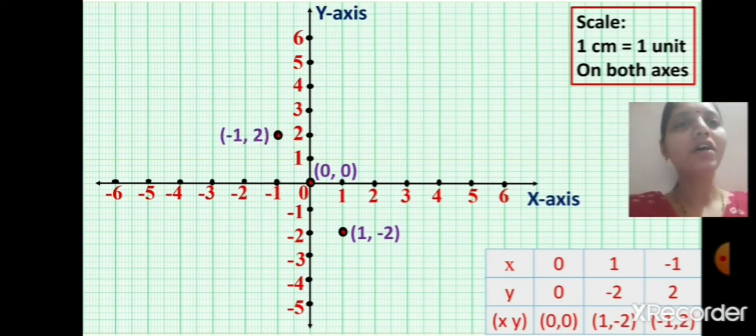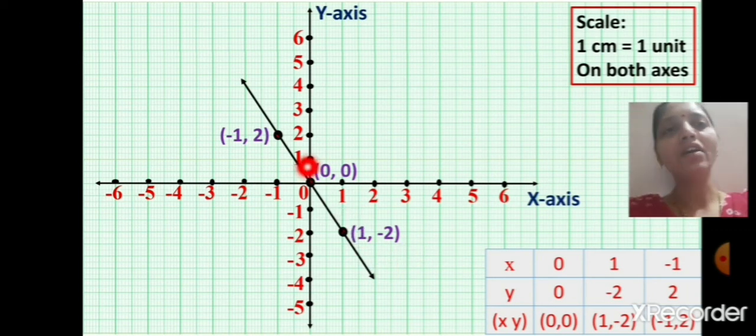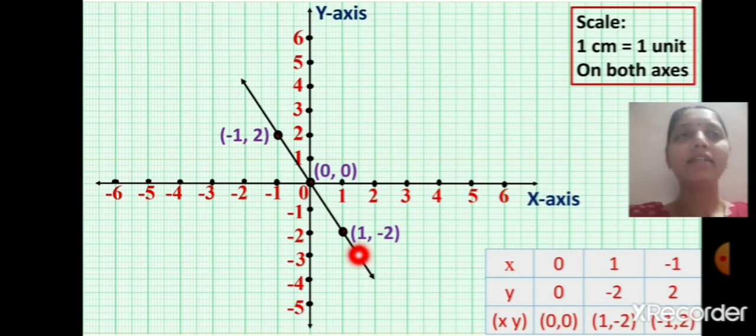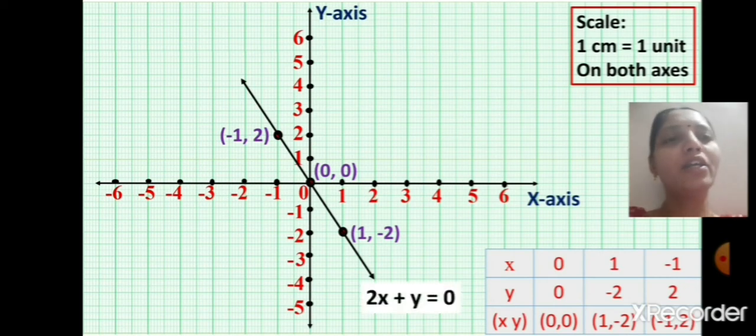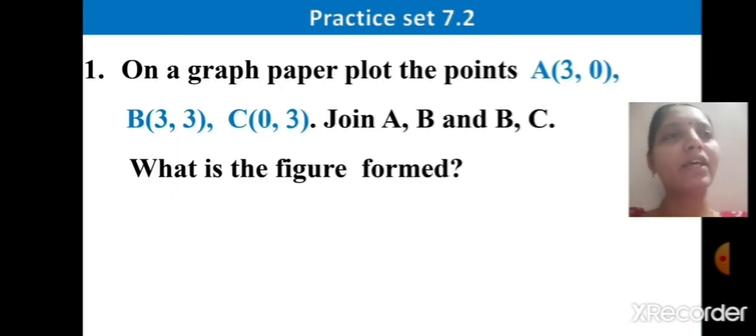So let's draw the line which is passing through all these 3 points. Okay. So here you get a straight line passing through all these 3 points. That means all these 3 points are collinear points. And such a line is the graph of the equation 2x plus y is equal to 0. So this way you have to draw the graph of the given equation. Okay. So let's try to solve some problems from practice set 7.2.